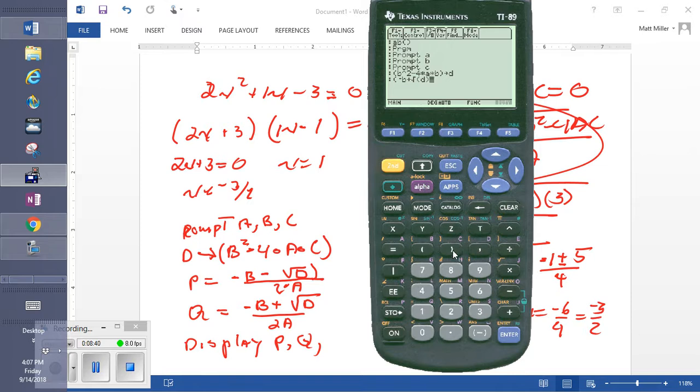I'm going to have to close my root parenthesis, then close my numerator parenthesis, and divide by my denominator, which I'm going to write as 2 times A. Didn't get that A in there. Got to go alpha. I hit that alpha key every time I'm putting in a variable. And that is going to be assigned as alpha P. I guess we'll use P. Alpha P. P is down here.